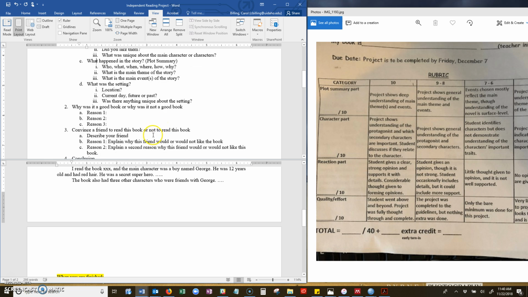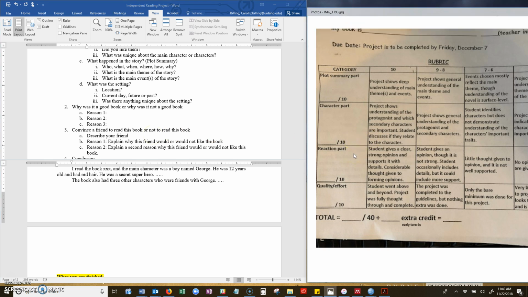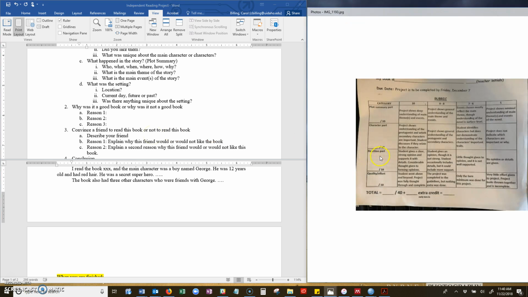Okay, she also, so is it on this part? No, it's on a different part of the handout, but she says she wants to know if it was a good book or why it was not a good book. And so you want to list 3 reasons. And that's going to be at least a paragraph. Convince a friend to read the book or not read the book. So again, you've got to give some reasons.